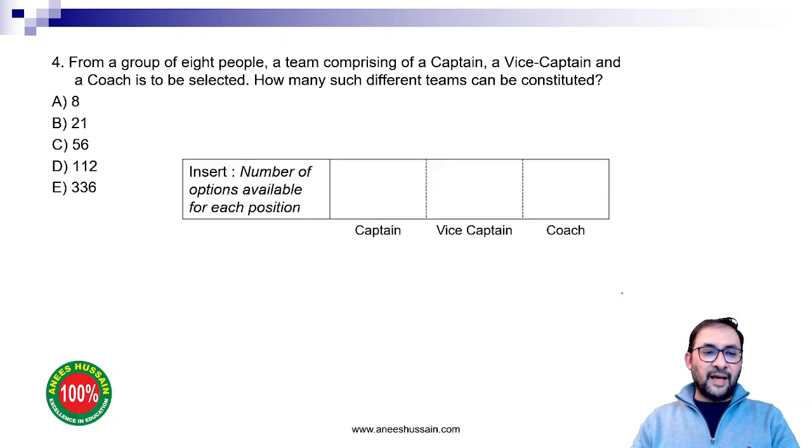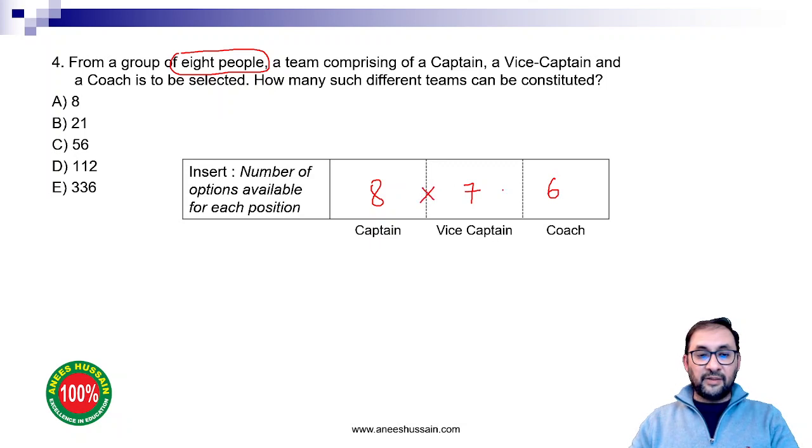So we can use the hangman method. Number of options available for each position. The positions are captain, vice captain, and coach. For the captain, because there are 8 people, there are 8 options available. And once you assign 1 person to be the captain, that person is not available anymore. So for the vice captain, you have one less, which is 7 options. And once a person has been assigned as a vice captain, you can't use that person anymore. So for the coach, you have 6 options.